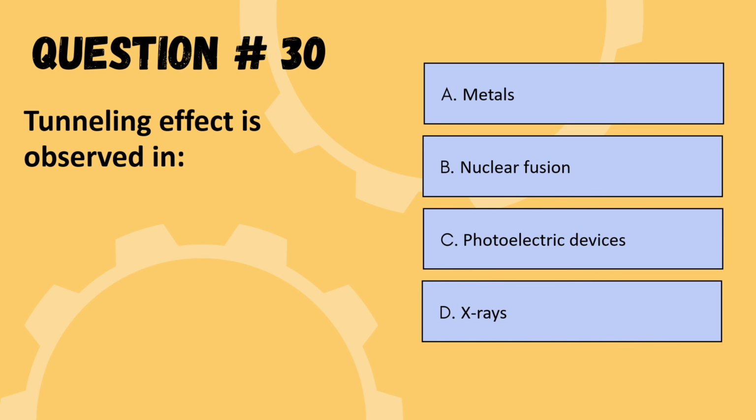Last question is tunneling effect is observed in. Options are metal, nuclear fusion, photoelectric device, or X-ray. So the correct option is option B, nuclear fusion.